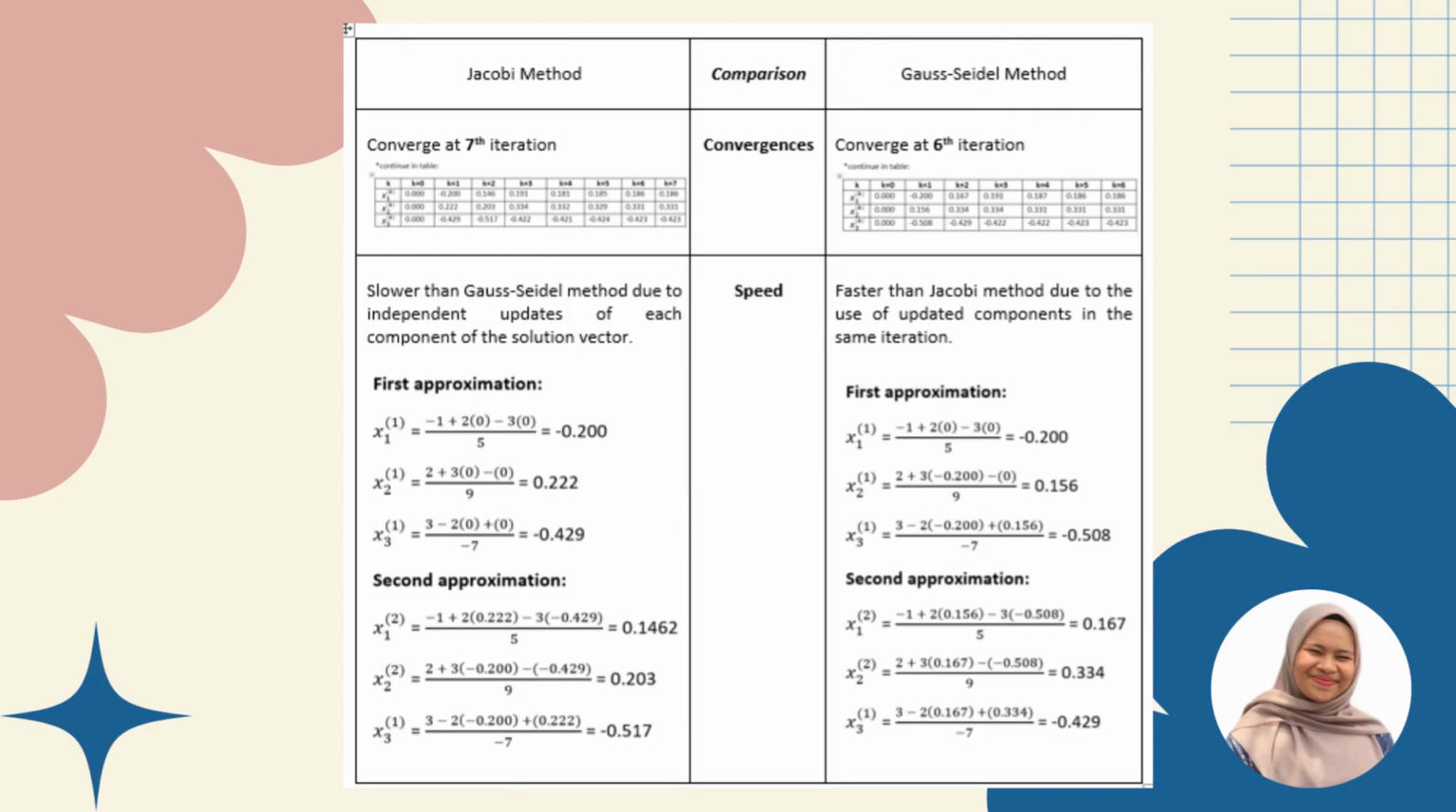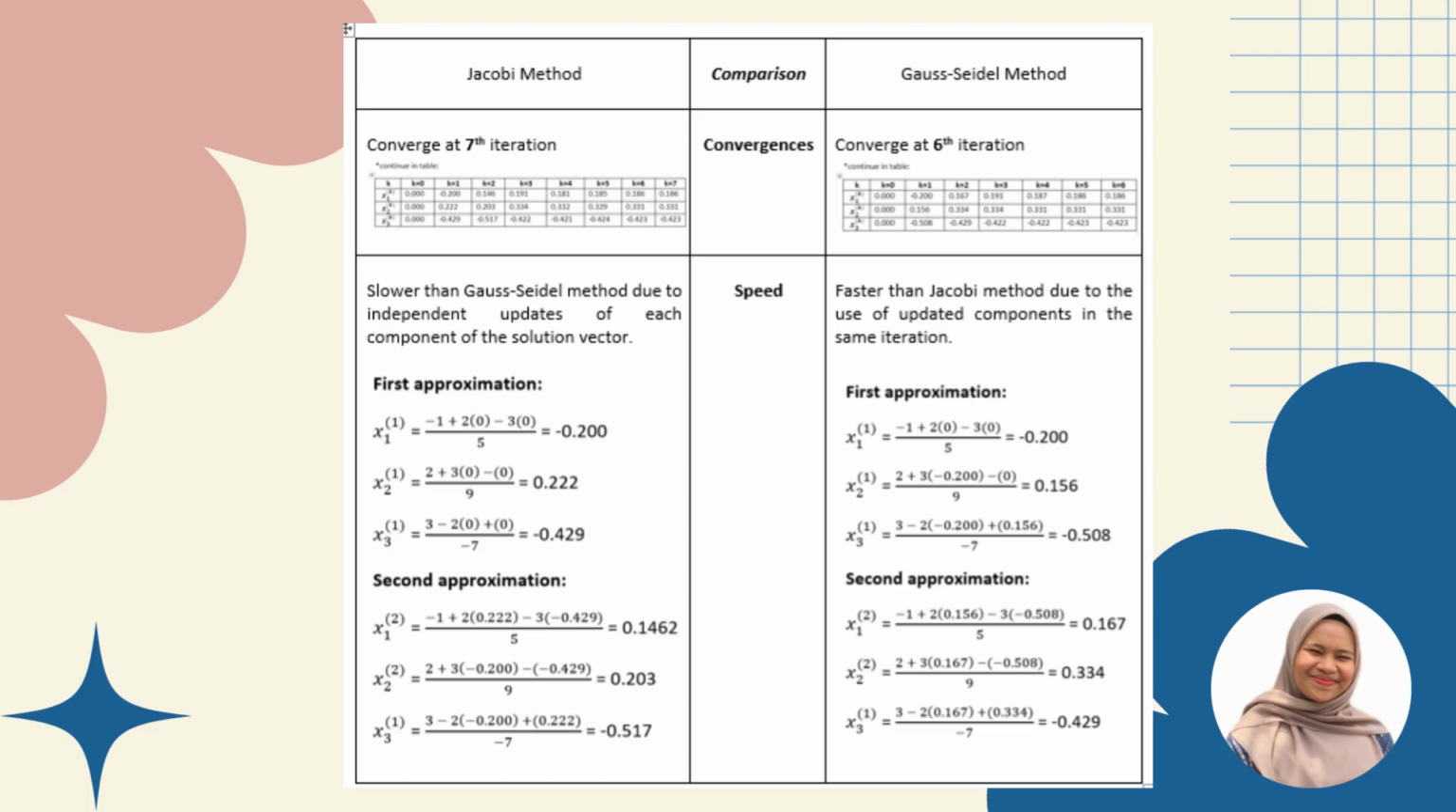In terms of convergence, the Jacobi method had converged at the 7th iteration for x1 equals 0.186, x2 equals 0.331 and x3 equals negative 0.423. While for the Gauss-Seidel method, it converged at the 6th iteration, which is x1 equals 0.186, x2 equals 0.331 and x3 equals negative 0.423. This shows that the Gauss-Seidel method will converge faster than the Jacobi method.